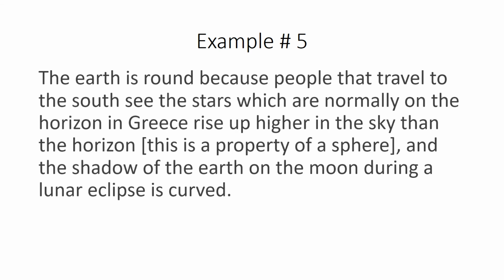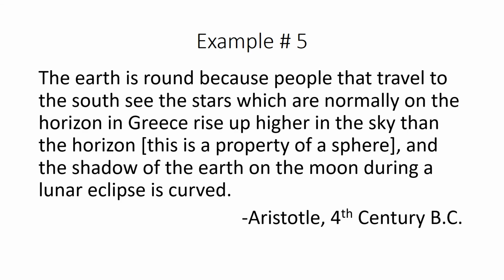This is an argument from Aristotle, the great philosopher and scientist from the 4th century BC, meaning he lived 2,300 years ago. He argued that the earth was round, meaning it's a sphere, that long ago. And he used an argument to show what the truth was and to convince people of it. He said the earth is round because people that travel to the south see the stars which are normally on the horizon in Greece rise up higher in the sky than the horizon, and that's a property of a sphere. And the shadow of the earth on the moon during a lunar eclipse is curved.